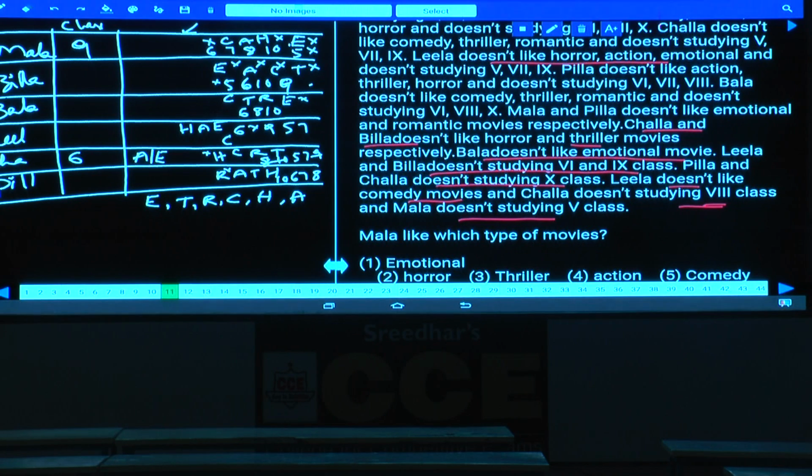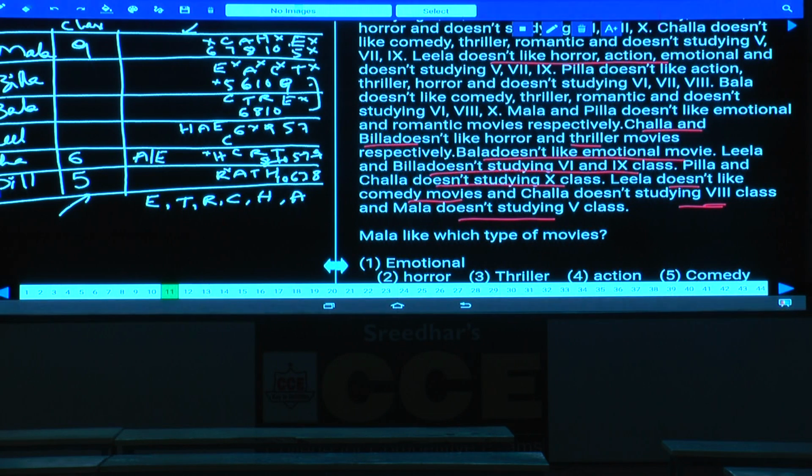Now 6, 7, 8, 10. Let us check this Pilla. Pilla can be 6, 7, 8, 10, and 9 is also ruled out. Hence 5 is left over, so this person must be the 5th one. Then with 5, 6 and 9 done, what is left is 7. 7 cannot be here, here, or here, so 7 must be in these two places only. Now is there any other information here?